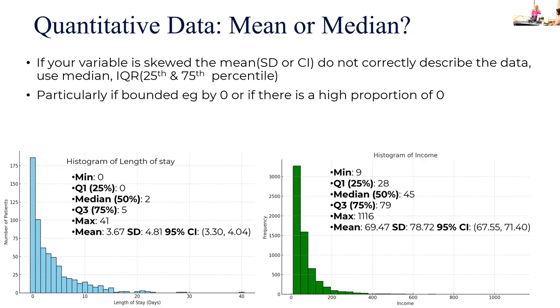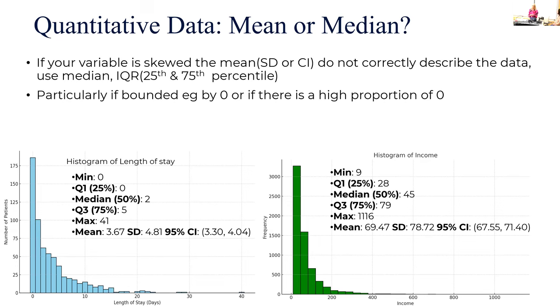There is a fairly common issue with quantitative data as well, and it has a lot to do with skewed data, which a lot of people are working with. If data is normally distributed, then it's really easy to describe it using a mean and a standard deviation, or a mean and a confidence interval. But if you have data that's skewed, you shouldn't be using a mean and a standard deviation or a confidence interval to describe it. You should be using the median and the interquartile range.